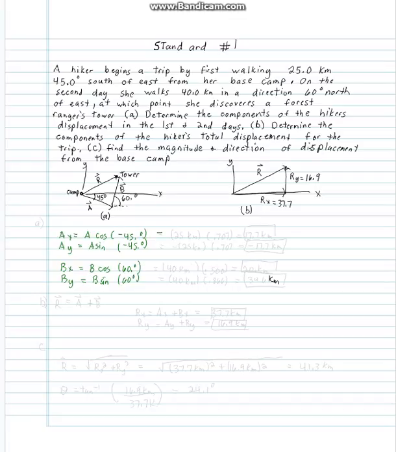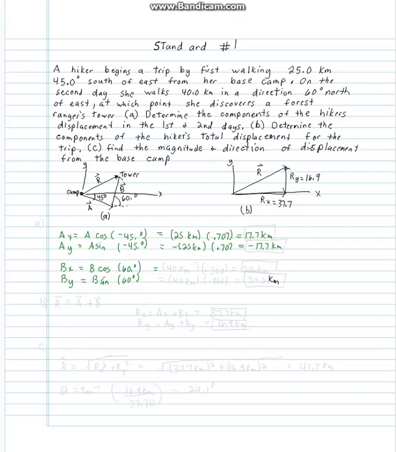When we solve for these, we get 25 kilometers times 0.707, which equals 17.7 kilometers. For this one, we get negative 25 kilometers times 0.707, which equals negative 17.7 kilometers.